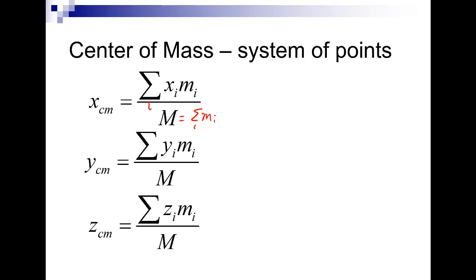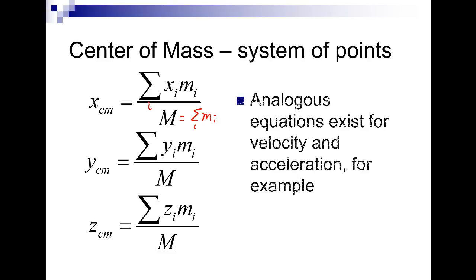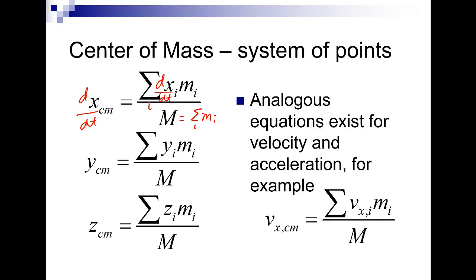And depending on what you've already seen in math class, you can actually do this for many different functions, not just the mass or the location of the center of mass. Okay? And there's also analogous equations for velocity and acceleration. So if you take dx/dt, well, now you've got the velocity of the center of mass of the x-coordinate. Okay, so there you go. Vx center of mass would be dx/dt.